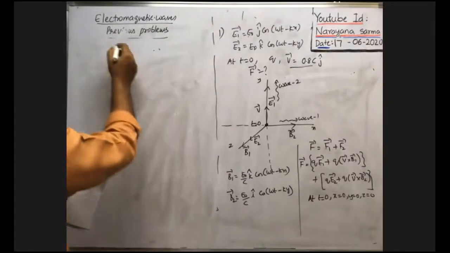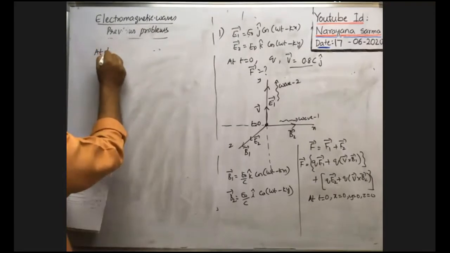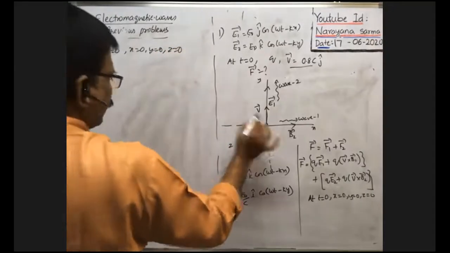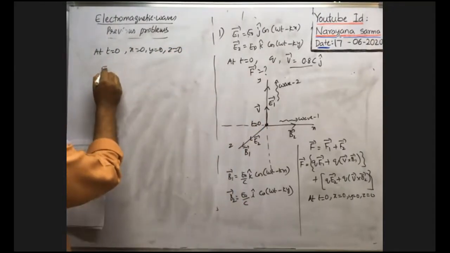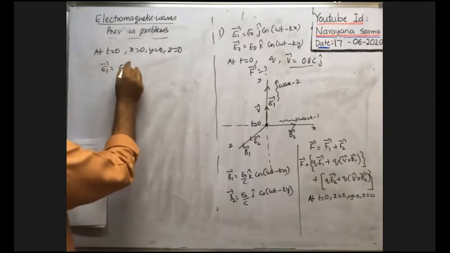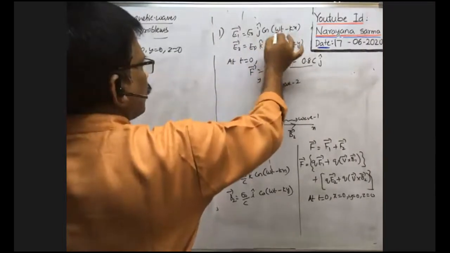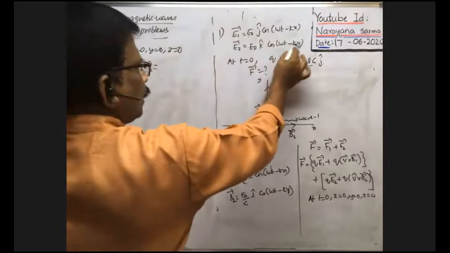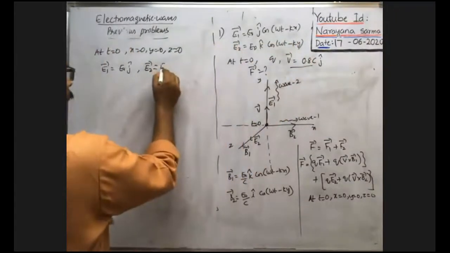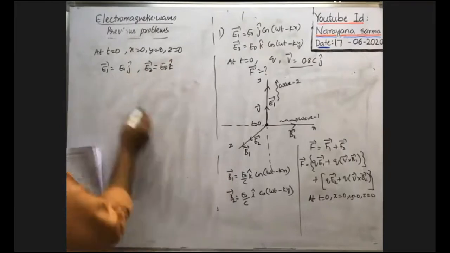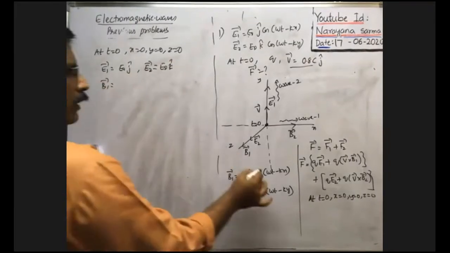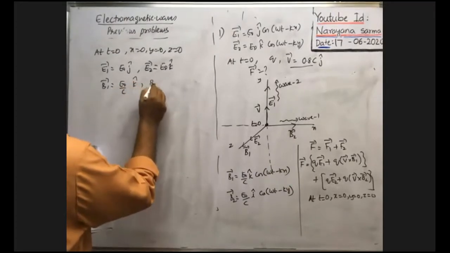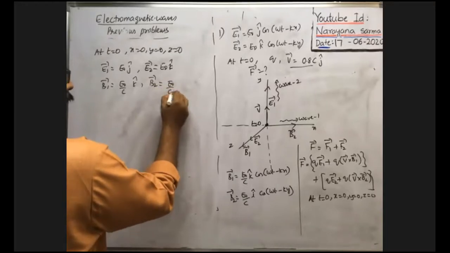So first, t is equal to 0, x is equal to 0, y is equal to 0, and z is equal to 0, because the particle lies at the origin. That's why E1 bar is equal to E naught into j cap, because cos 0 is 1. Next, E2 bar is equal to E naught into k cap, since the cosine term is again 1. Next, we have already written B bar. B1 bar is E naught by C into k cap. B2 bar is E naught by C into k cap.